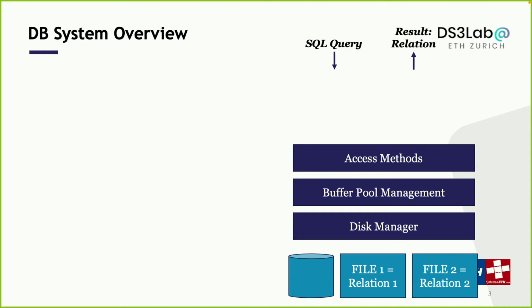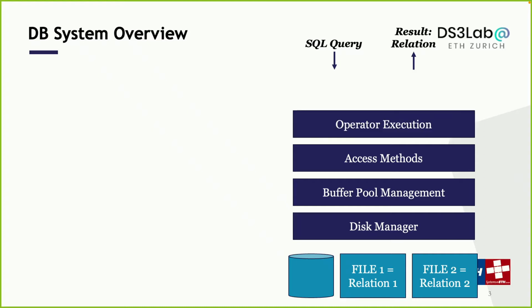And then you have your access method. We talked about a couple of them in the last lecture. You can have a sequential scan over files, you can have an index scan, you have B plus tree, and so on and so forth. So there are different ways for you to access information in a relation. Today we are going to talk more about access methods, and then we are going to talk about this layer, operator execution.